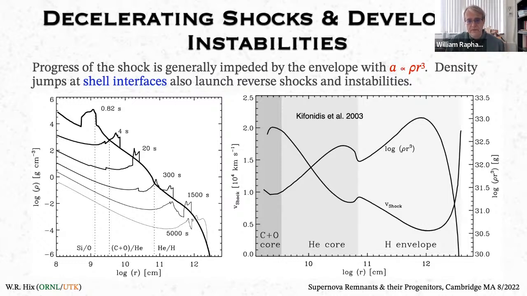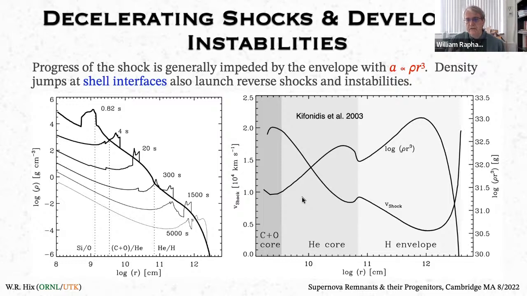So this is some of the famous, earliest work that was done on this by Kifonidis, Plewa, and collaborators. The key thing I want you to see is, first of all, look at how the density progresses in time, and you see features develop on the left as you pass different interfaces and such. The figure on the right is what the shock velocity looks like as a function of radius as it moves out. And it is entirely determined by the initial velocity of the shock, i.e. what the mechanism set it to be.